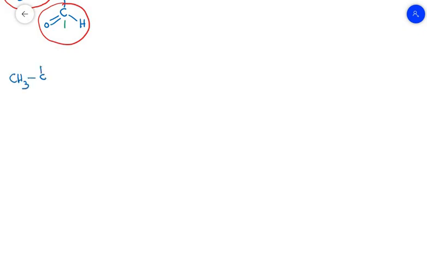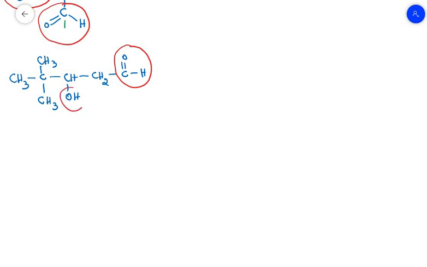CH3, C, CH3, CH3, CH, OH, CH2, C double bond O and H. If you see in this compound we are having the functional group C double bond OH, that is aldehyde, which is having greater priority, and the second one, that is OH, which is called as hydroxy.